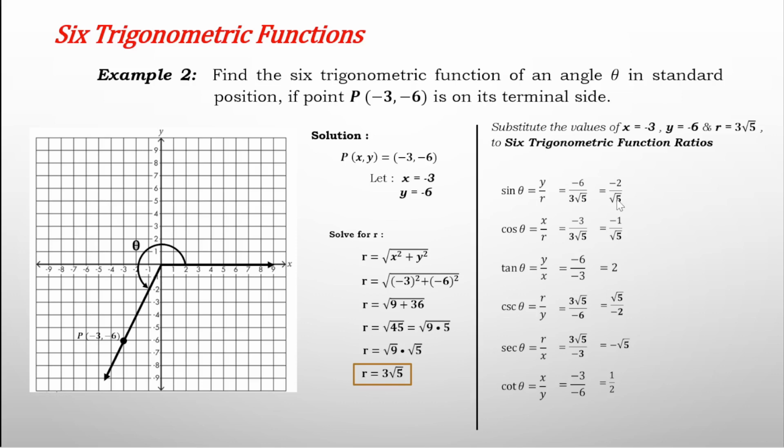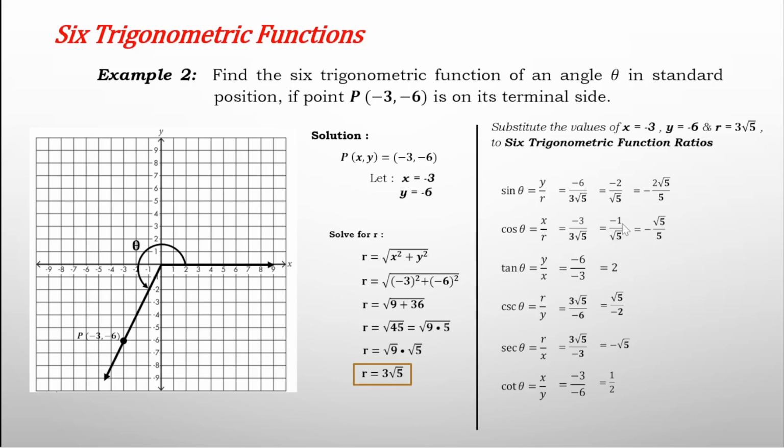As we multiply negative 2 by square root of 5, and also the square root of 5 times square root of 5, that is equal to 5. So negative 2 over square root of 5, as we rationalize the denominator, is equal to negative 2 square root of 5 over 5. Okay, and next we have negative 1 over square root of 5. So we're going to rationalize the denominator square root of 5.